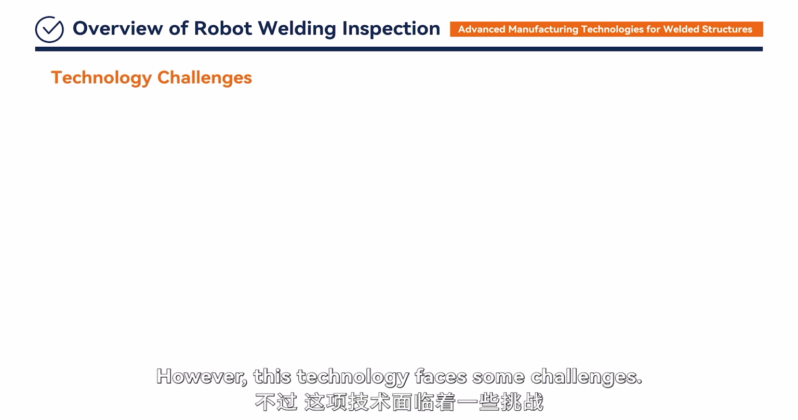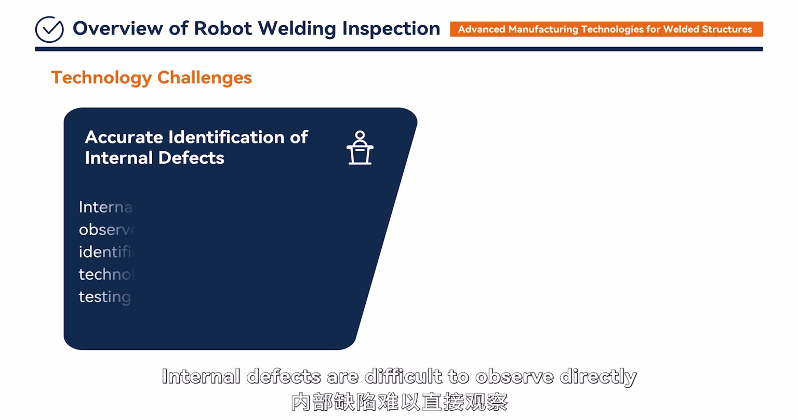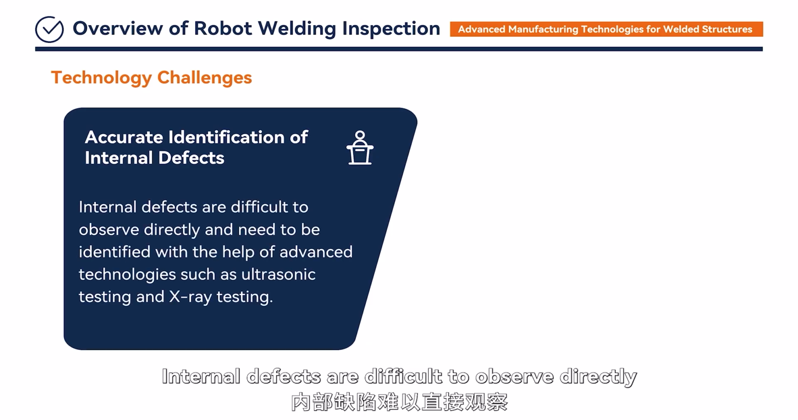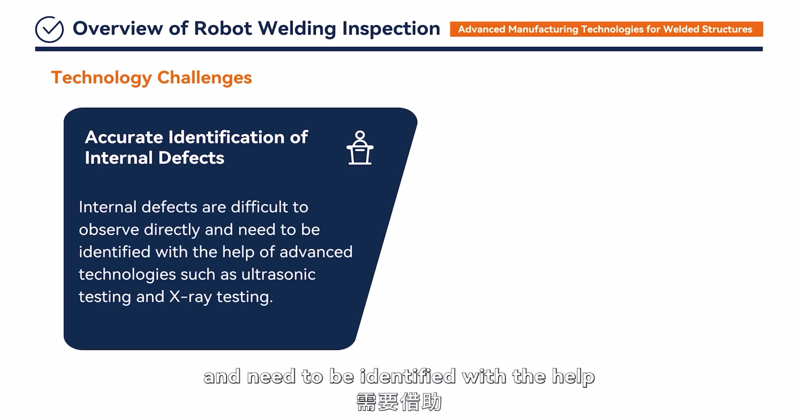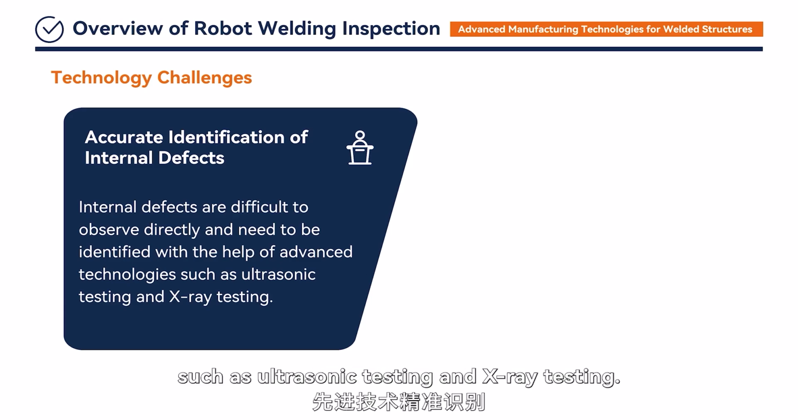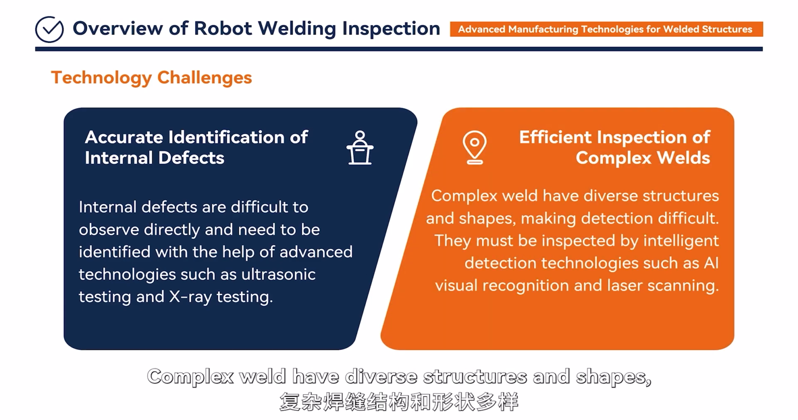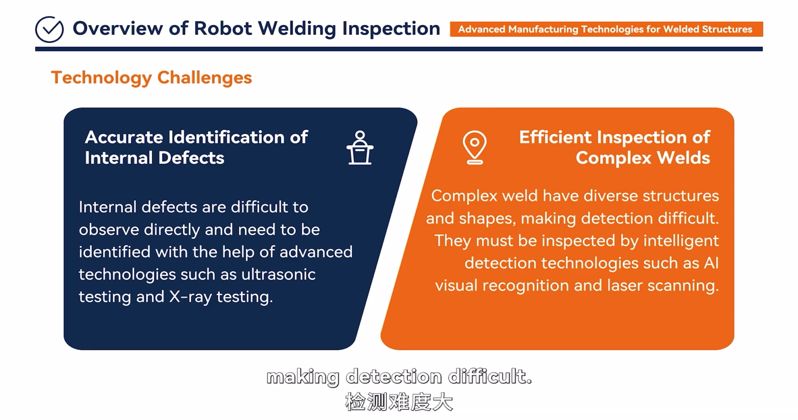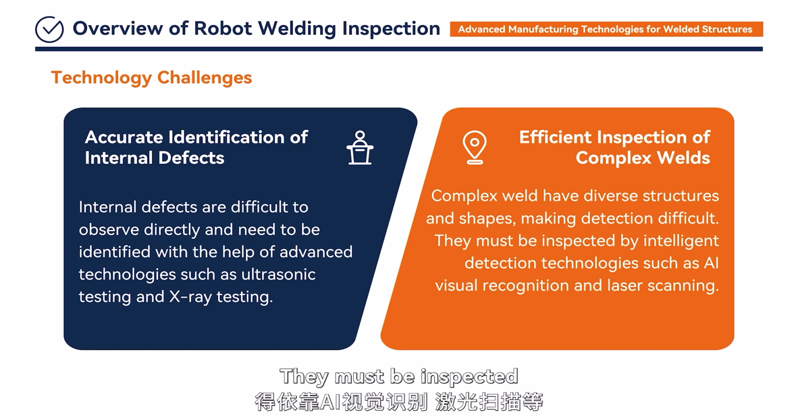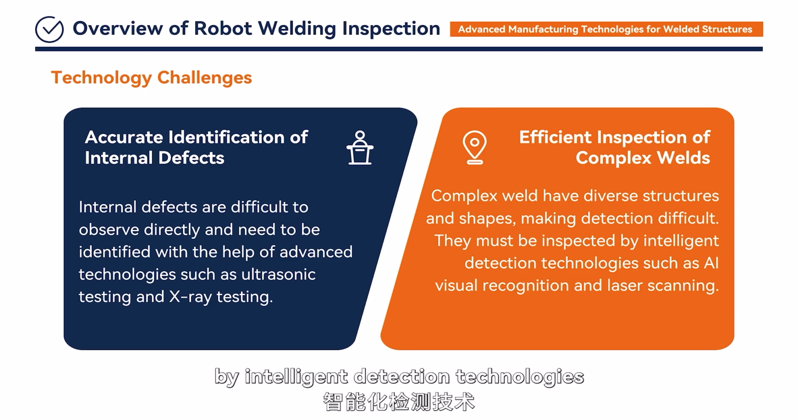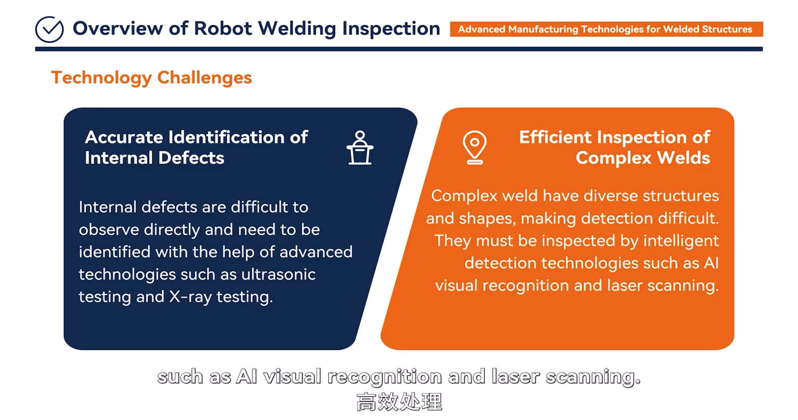However, this technology faces some challenges. Internal defects are difficult to observe directly and need to be identified with the help of advanced technology such as ultrasonic testing and X-ray testing. Complex welds have diverse structures and shapes, making detection difficult. They must be inspected by intelligent detection technology such as AI visual recognition and laser scanning.